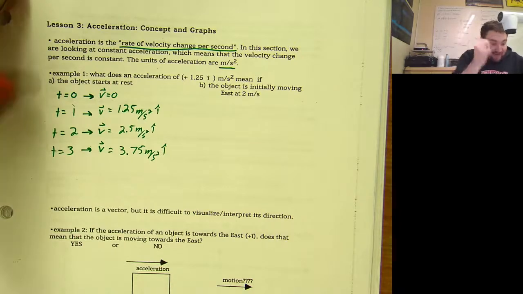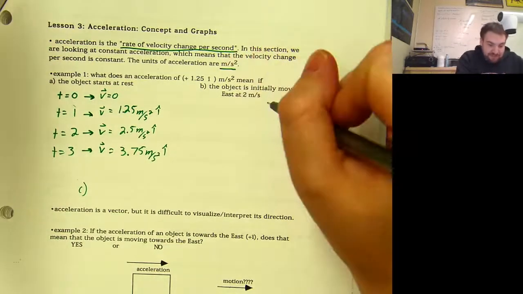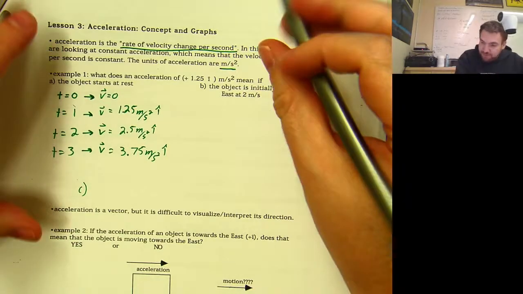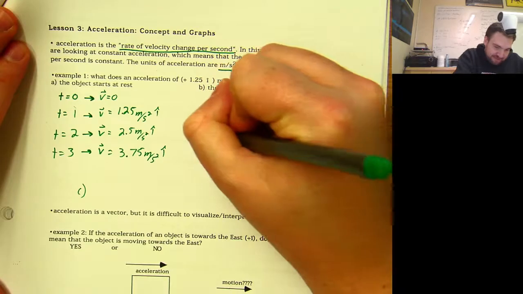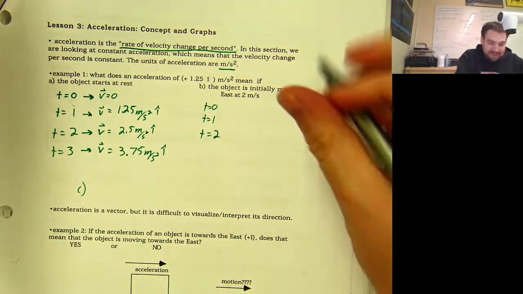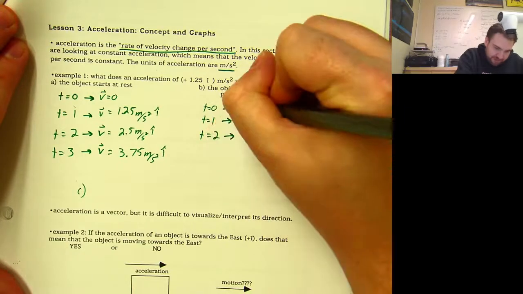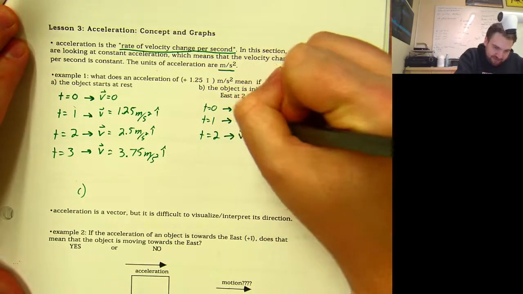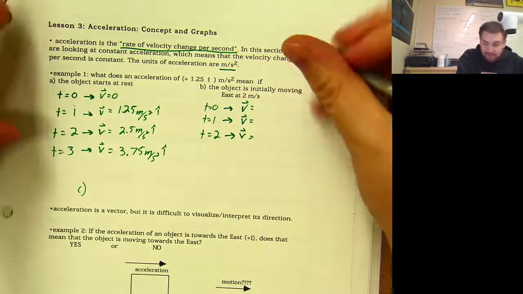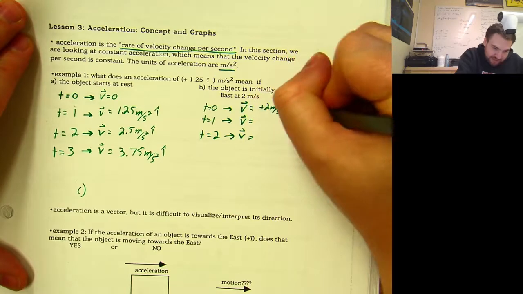Let's take a look at B, and then I'm going to give you an option C down here, so don't take up too much space. B, the object is moving initially east at 2 meters per second. So I've got t equals 0, t equals 1, and t equals 2. At t equals 0, I'll just draw this all in here, velocity equals. Initially, it's moving east at 2 meters per second. That's positive 2 meters per second i hat.